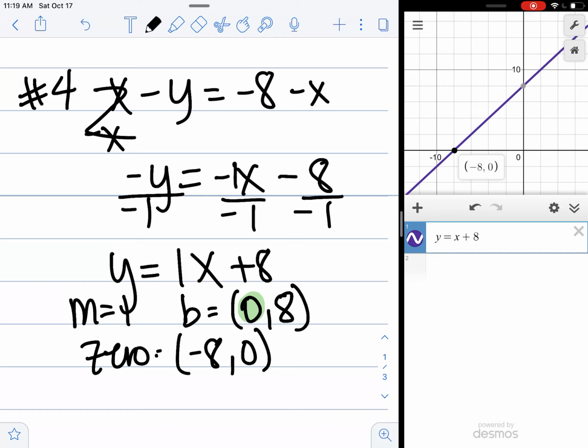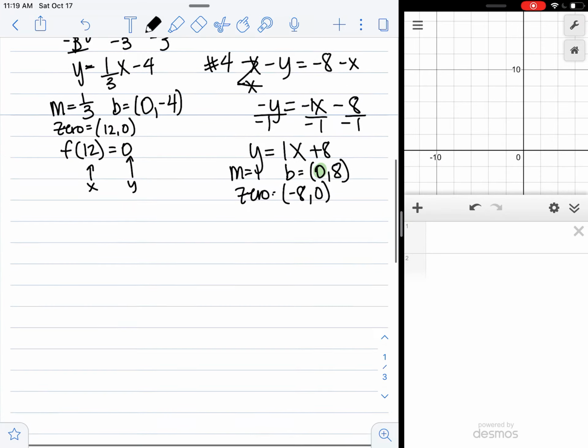All right, we've got a couple more. I've got 1, 2, 3, 4. I got 4 more for you, and so I'll go ahead and do those with you.